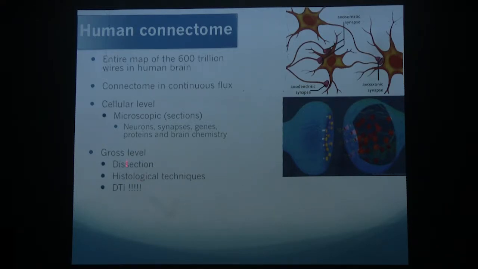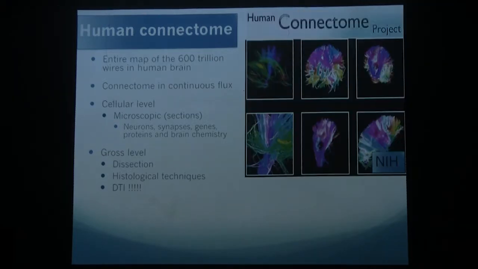At a gross level, we do what we do in the lab for dissection to find out how the brain is connected, try to figure out as many of the 600 trillion wires as we can. Of course, histological techniques of staining can be done. But what's really important is what a lot of work that Pablo and Christoph are doing extensively in their labs is the evolution of diffusion tensor imaging, which is really changing the field, and hopefully we should be able to know more and more about the human connectome.